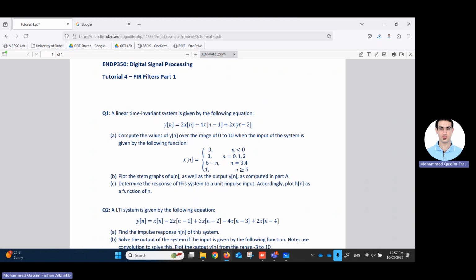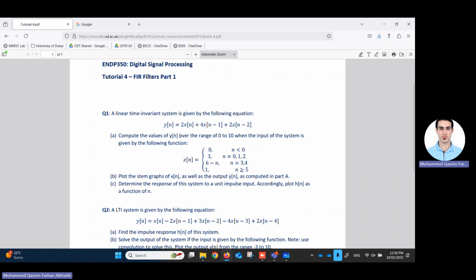Change the input into delta. What is your input in the signal? x of n. So instead of each x, put delta. Here it becomes h of n equals 2 delta of n plus 4 delta of n minus 1 plus 2 delta of n minus 2. This is how you determine the impulse response easily. Once you have all the elements, you have the delta, and you can basically do everything.